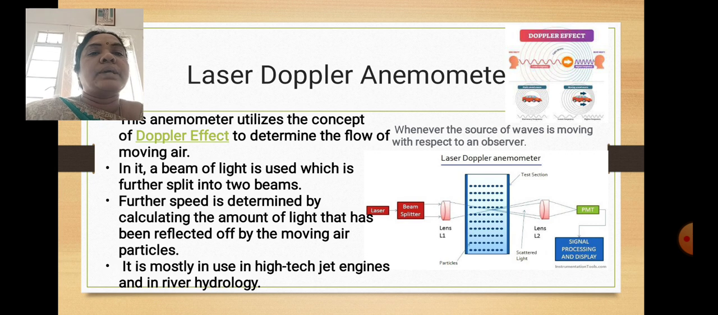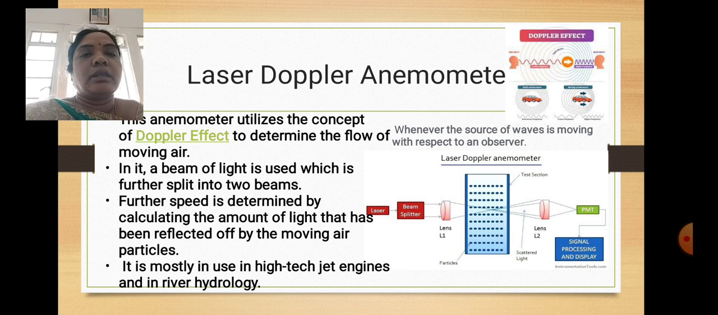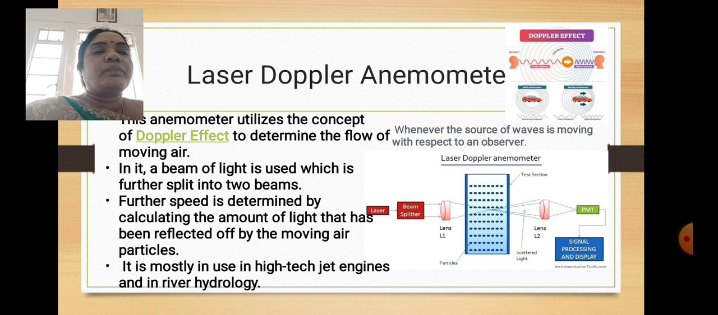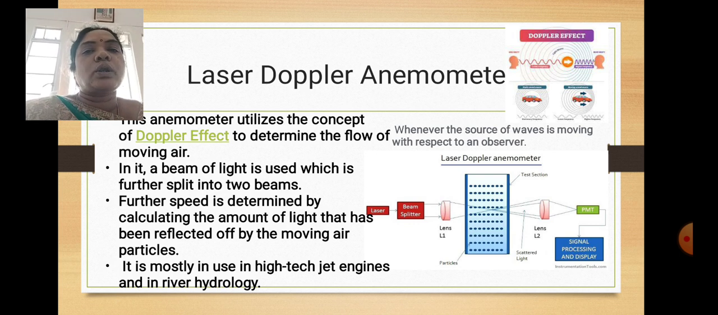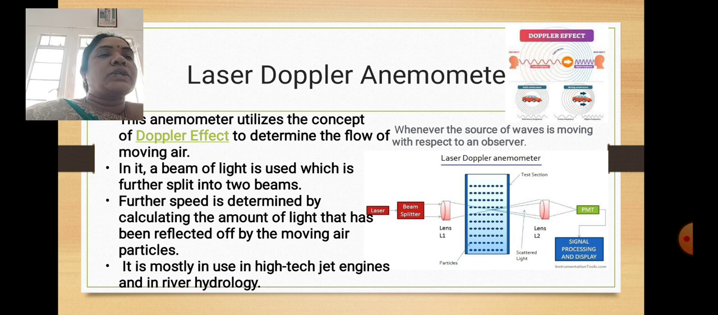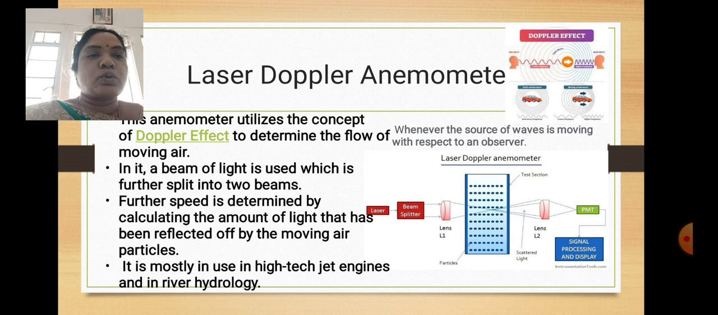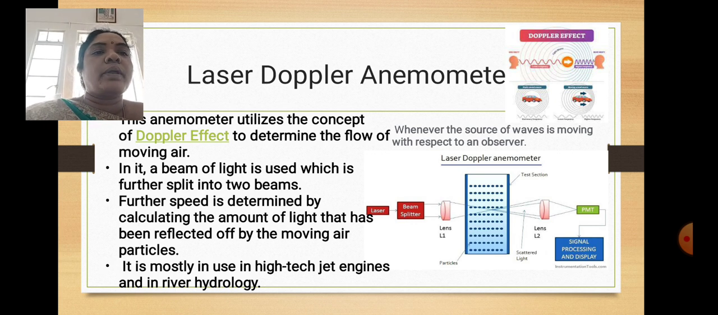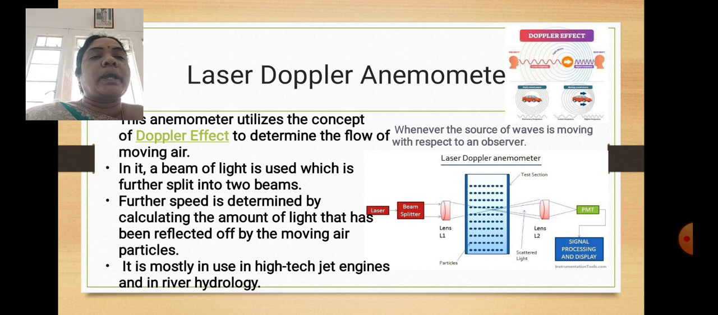The next type is the laser Doppler anemometer. This anemometer utilizes the concept of the Doppler effect to determine the flow of moving air. So now we have to know what the Doppler effect is. There is a diagrammatic representation given at the right hand side of it. What does the Doppler effect mean? It is a phenomenon that is observed whenever the source of waves is moving with respect to an observer.